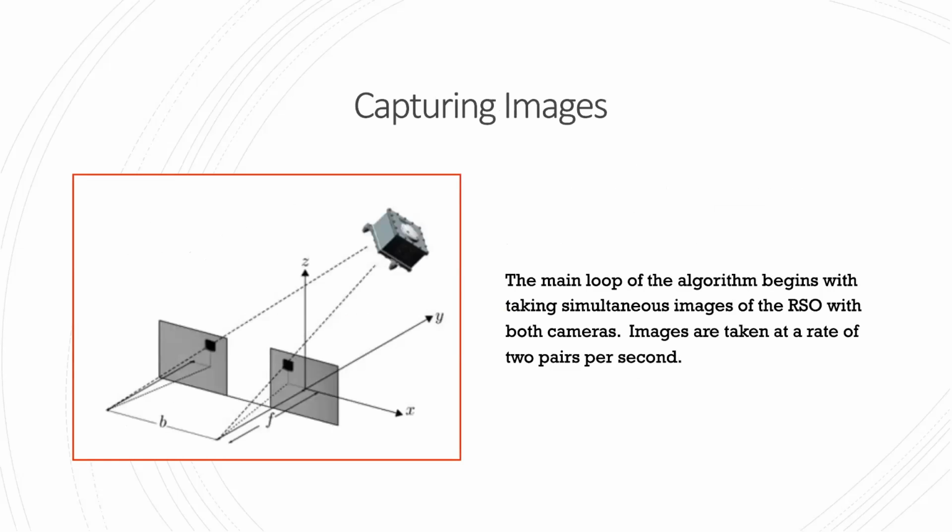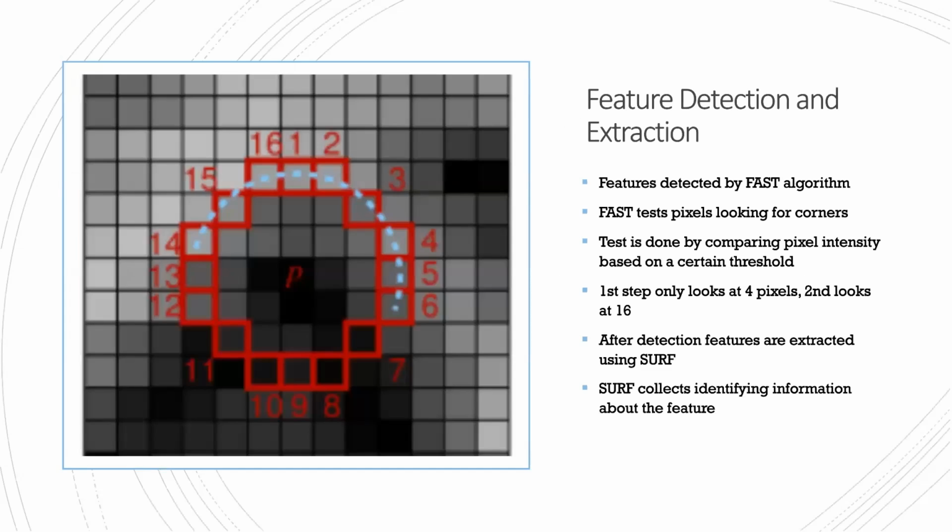All right, so the first step is to capture the images. You have two cameras, they take images simultaneously, at a rate of 2 pairs per second. After we have the images, we go to feature detection. This is using the FAST algorithm. We're going to do 2 tests to determine if something is a feature. This tests for corners, because this is the fastest way we can find our object.